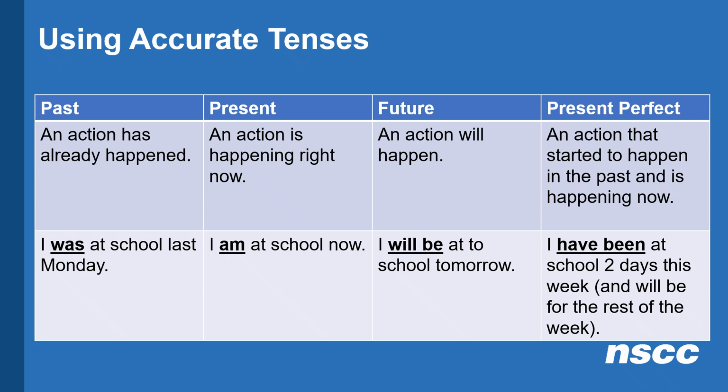Another tense people frequently use incorrectly is the present perfect tense. We use this tense when we want to communicate that something happened in the past, but is still important or happening now in the present. Look at the examples of these tenses on the screen. Remember to think about and proofread for errors in these tenses in assignments, emails, cover letters, and resumes.